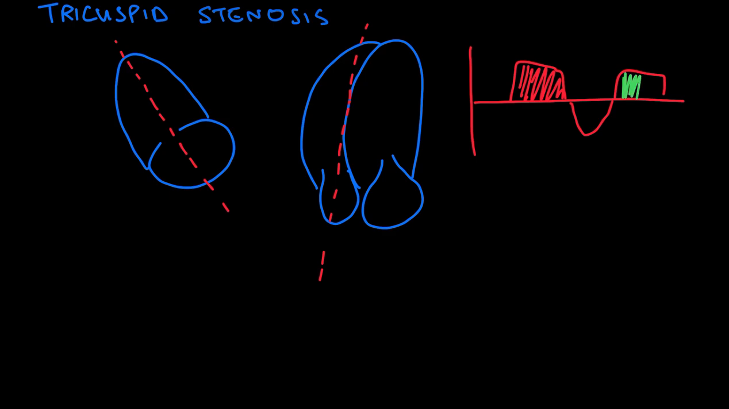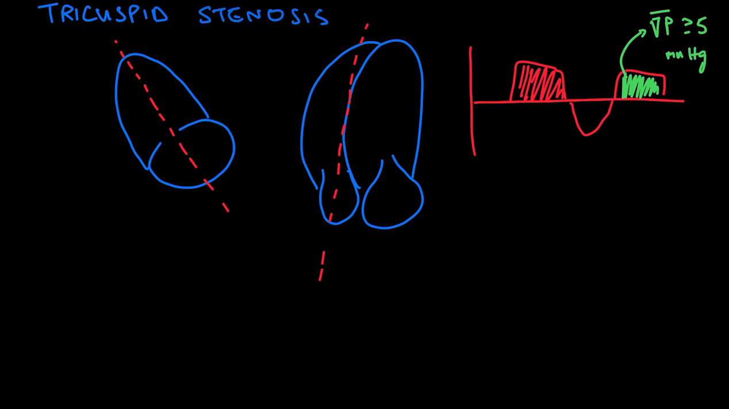Now you can take the mean gradient. Remember, peak gradient is 4 times the Vmax squared, but mean gradient, your computer will calculate for you, looking at all the tiny little velocities. You can get your mean pressure gradient. And if that is greater than or equal to 5 millimeters of mercury, that is a severely stenotic tricuspid valve.